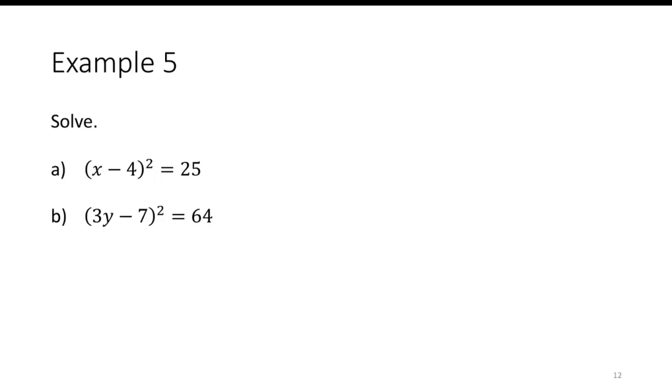So let's extend our quadratic equation solving techniques to a more general case. For instance, let's say we have (x - 4) squared equal to 25. Well, we can use the square root property on this. If this was x squared equal to 25, then I know that x is equal to 5 or negative 5. In this case, we have (x - 4) squared equal to 25.